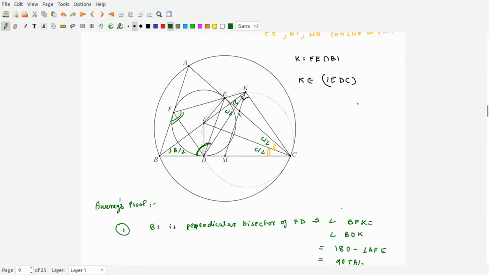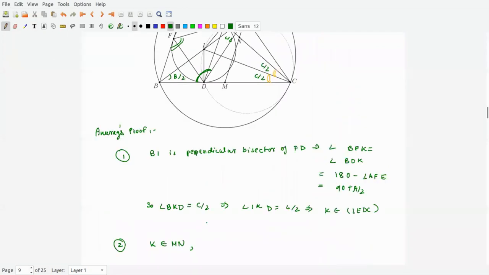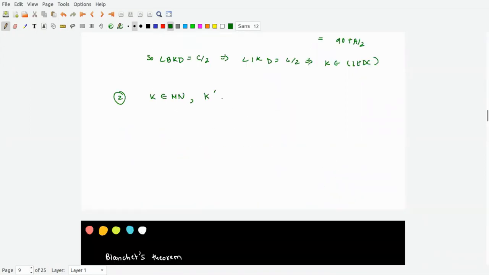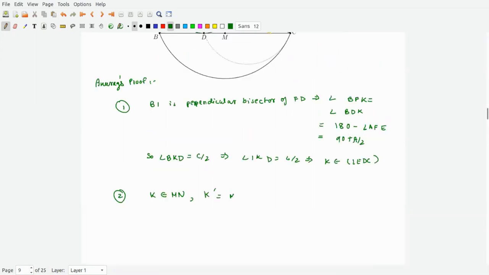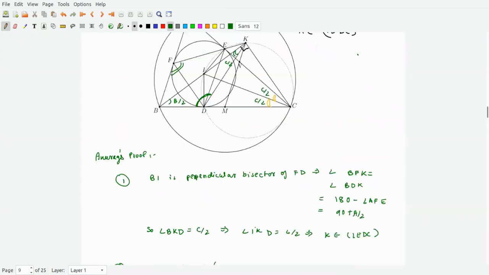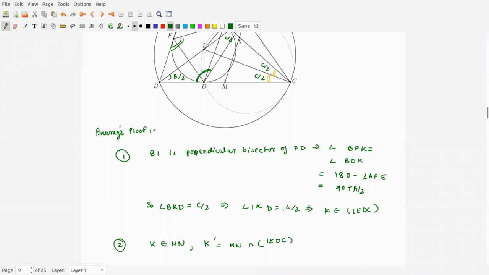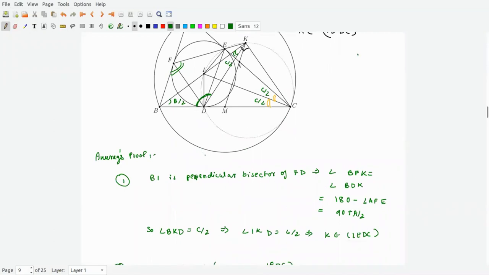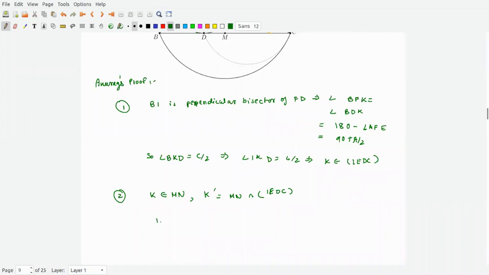So we want to show that K, like we can get a contradiction by phantom points, right? Consider K dash to be the intersection of MN with the cyclic quadrilateral IEDC. So we know that angle IK dash D is equal to C by 2. How do you know that? Because angle C, you take ID as the segment, you get that IK dash D is equal to C by 2.